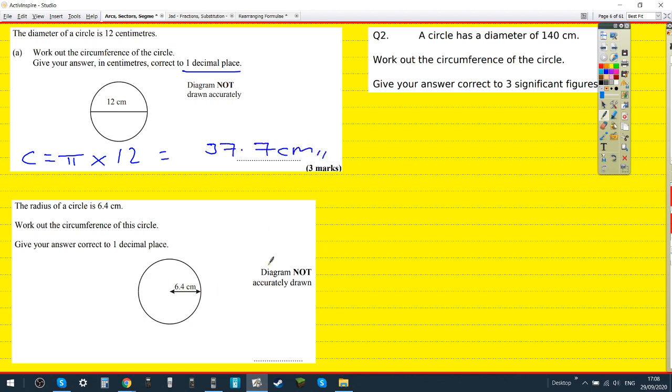Okay, bottom left. So first you do pi times 2 times 6.4, and you get 40.2. And top right.